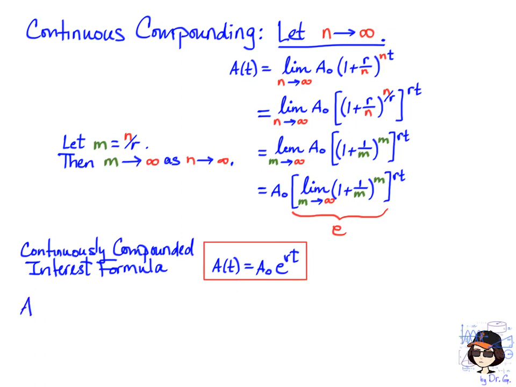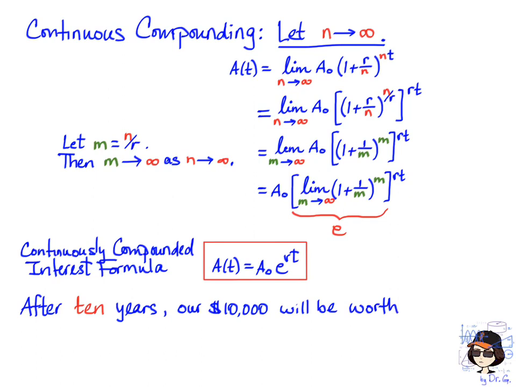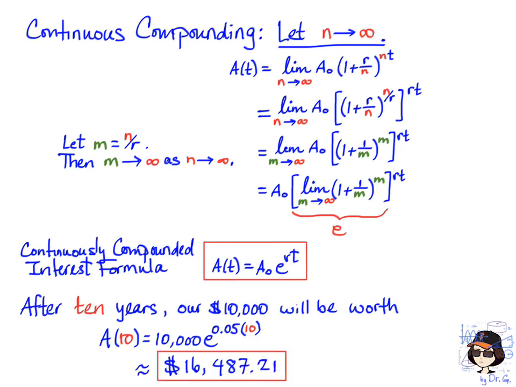So what would happen to our $10,000 after 10 years if we compounded continuously? After 10 years, our $10,000 investment will be worth A of t equals 10,000 times e to the 0.05 times 10. I put that in my calculator, and I got $16,487.21. It's about $17 more than the amount we got when we compounded monthly. And this is the best we can do. There's no way we could compound interest any more frequently than this. So this will maximize our investment.